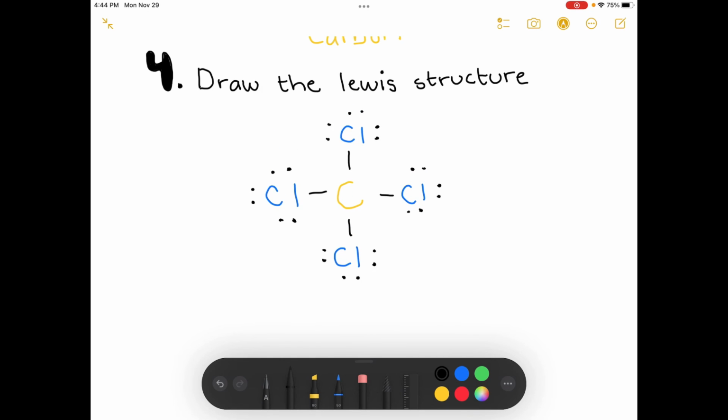Now we need to check if all atoms satisfy the octet rule. For carbon, we have 8 valence electrons because each pair, or each bond, is equal to 2 electrons. So that's good. And for the chlorines, we have 3 sets of lone pairs and 1 bond, which is equal to 8. So they're all correct. And that is how you draw a Lewis structure for carbon tetrachloride.